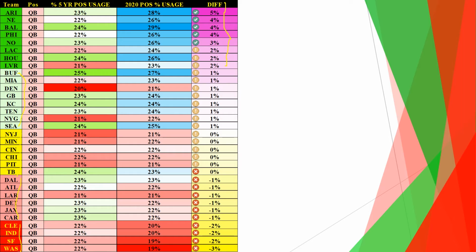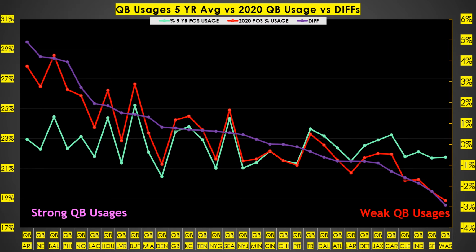And you start getting in your head usages of quarterbacks. In Superflex leagues, I would definitely want to have this information at my fingertips. So I plotted QB usages, 5-year average versus 2020 versus differences. So I got 3 different lines of metrics here. The blue is 5-year, the red is 2020, and the purple is the difference. And here's 0. So I can't draw a straight line.